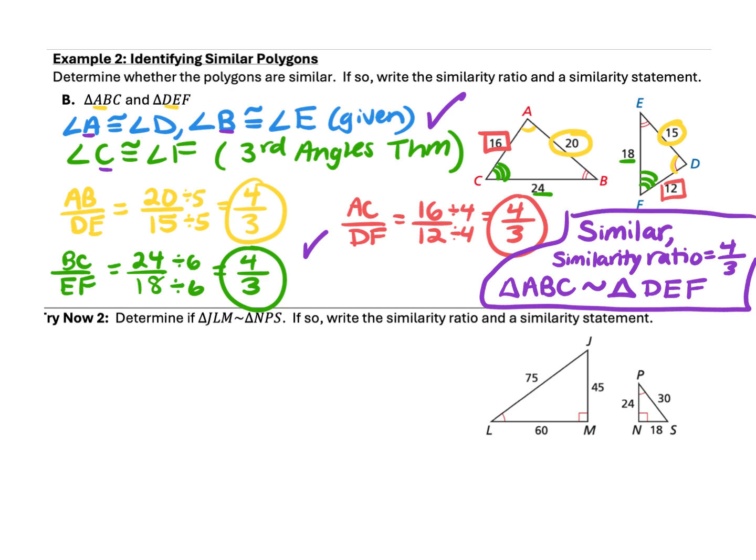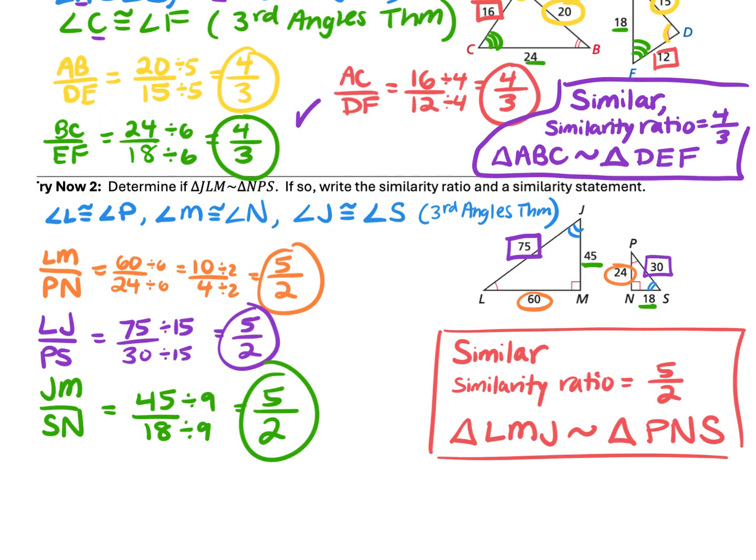You can try the try now on your own if you would like. Pause the video now, and when you hit play again, I'll have the answer posted. Please pause. Okay, here is your answer. So they're similar because the corresponding angles are congruent and the corresponding sides are proportional.